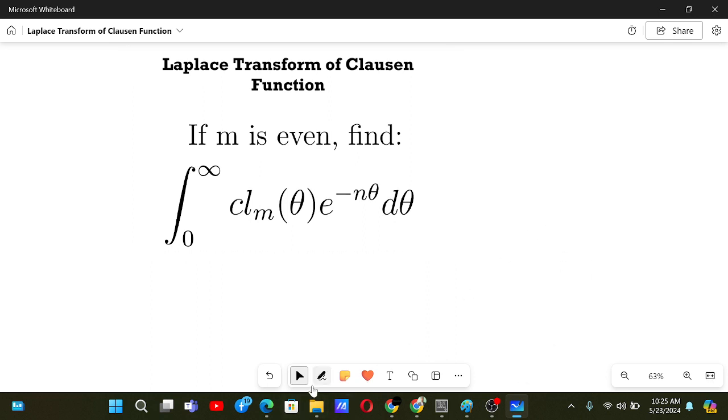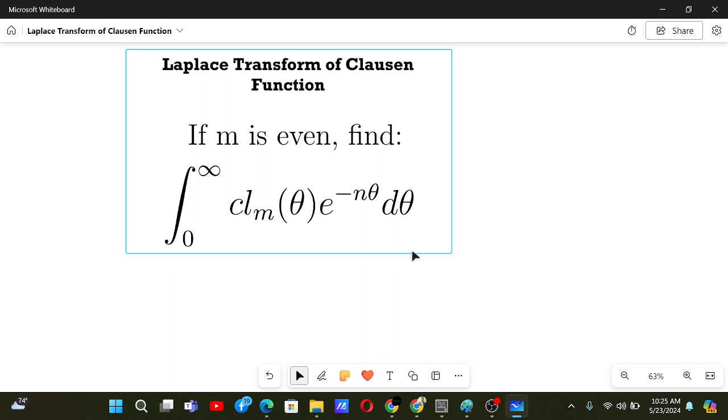Laplace transform of Clausen function. So in the past few videos, we have been doing a lot about the Clausen function, its properties, identities, integrals, derivatives, and many more. So now it's finally time for the Laplace transform.